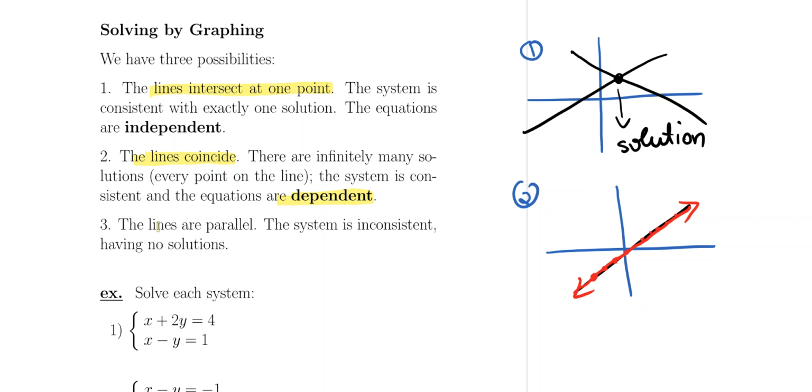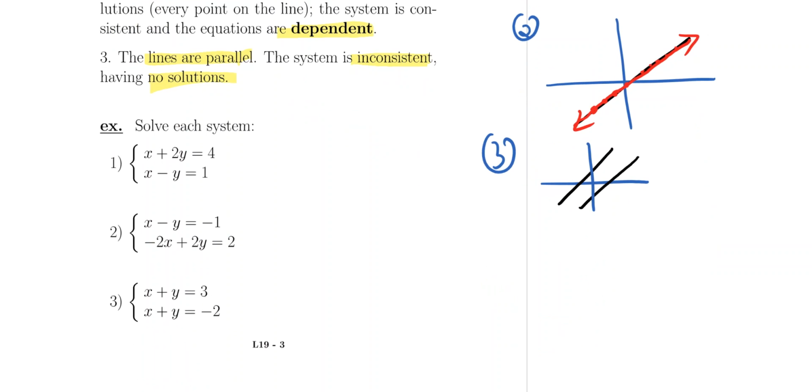And then the third case is when the lines are parallel, and when the lines are parallel, well, they don't intersect anywhere, right? So there is no solution, and we call the system inconsistent, no solutions. So for example, to solve these three systems, we would basically graph each line. So graph this line and graph that line.